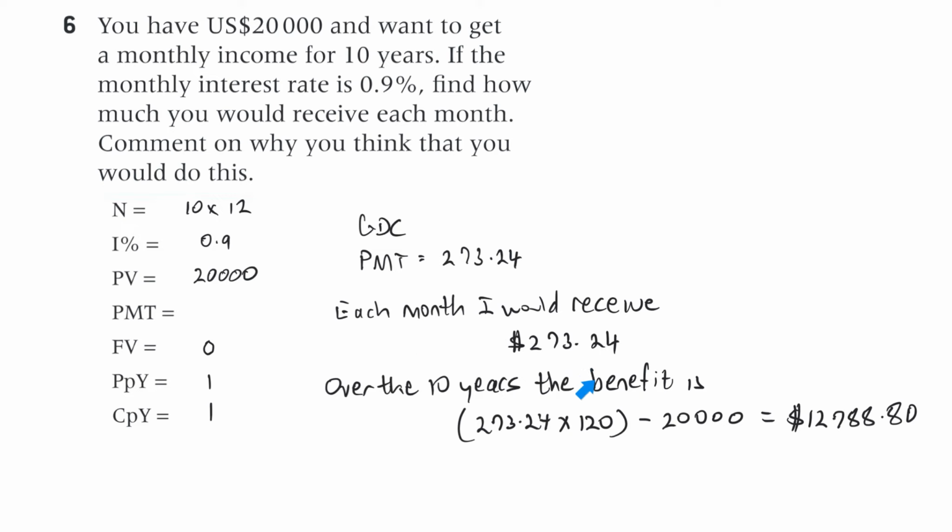Over 10 years, the benefit is 273.24 times 120. That's how many months there are. And we take 20,000 from that, and we've got $12,788.80 there.